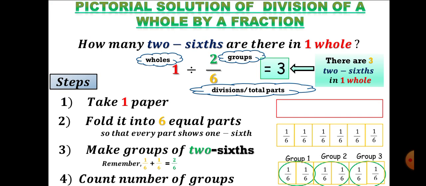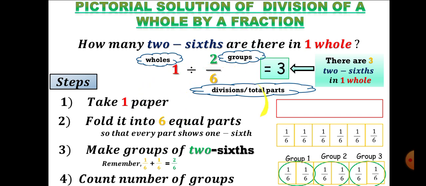Then let's start with the pictorial solution of division of a whole number by fractions. How many 2/6 are there in one whole? We have to find 2/6 in one whole. So here 1 is the whole, 2 is the group's total, and 6 is the divisions or total parts. So I am going to have the answer 3, because there are 3 of 2/6 in one whole, because I am going to put 1 over 8.